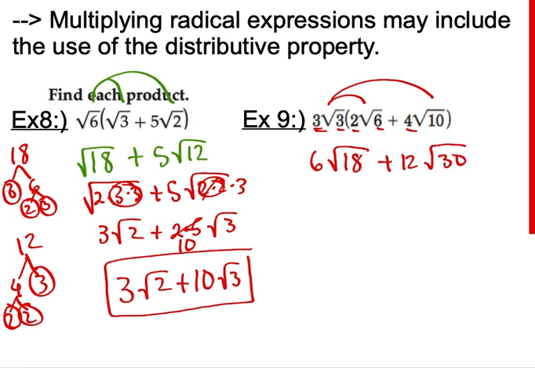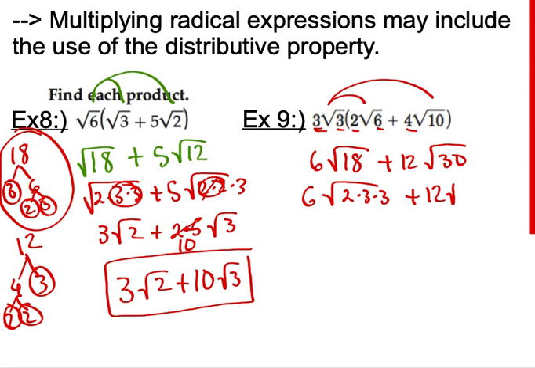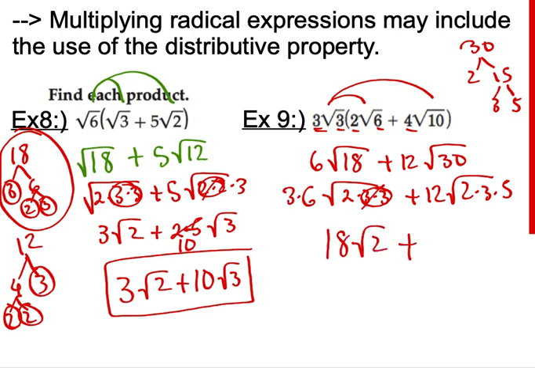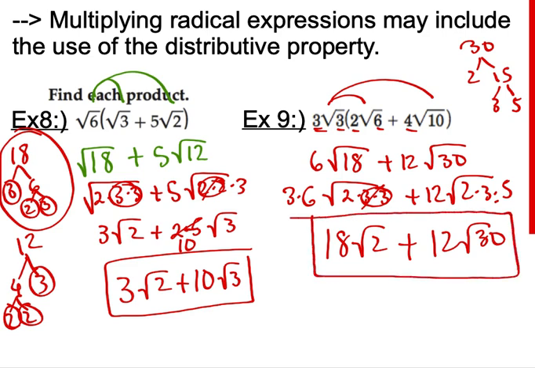We can reduce 18. We found it earlier. This is 6 times the square root of 2 times 3 times 3. Plus 12 times the square root of 30 reduces into 2 times 15, 3, and 5. 2 times 3 times 5. So I can pull out a 3 here. This is 18 square roots of 2 plus 2, 3, and 5. There's no pairs, so I can remultiply them together. 12 square roots of 30. There's nothing more I can combine together. So the answer there is 18 square roots of 2 plus 12 square roots of 30.